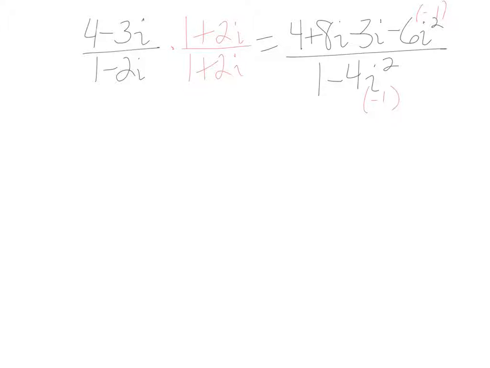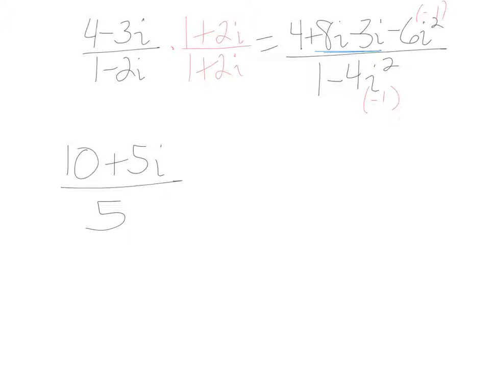So on top, my minus 6 times minus 1 turns into a plus 6 to be combined with the 4 is 10. And then in the middle, 8i minus 3i is positive 5i. On the bottom, the negative 4 times the negative 1 gives us plus 4, so 1 plus 4 is 5.